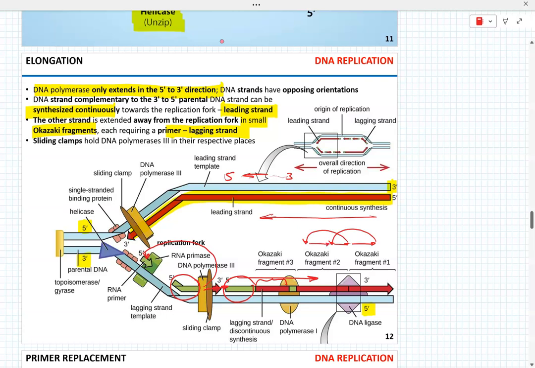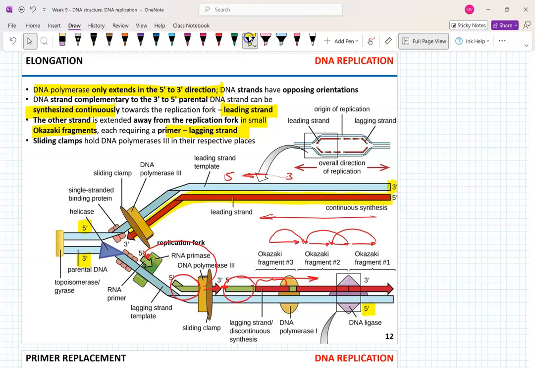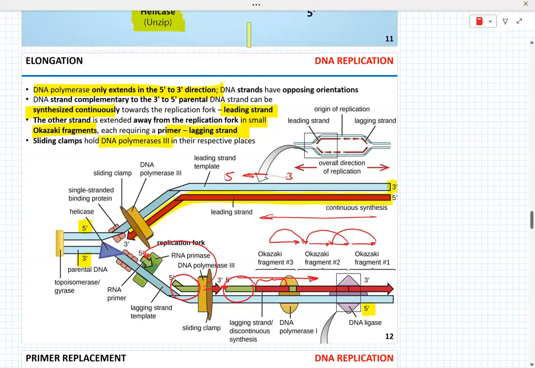These curved arrows represent the translocation of the DNA polymerase. In order for DNA polymerase 3 to not fall off the DNA molecule, special proteins called sliding clamps hold it in place.